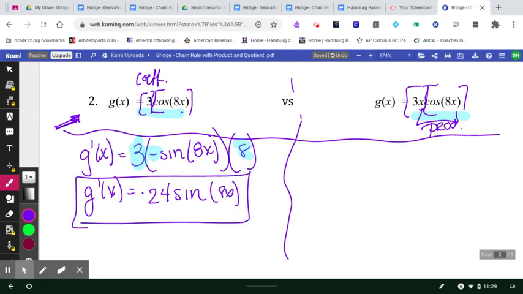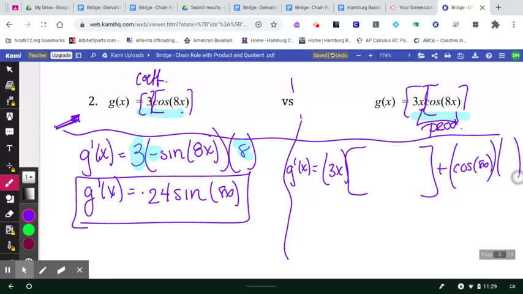Okay. Now over here, I've got to talk myself through product again. And sometimes I just leave blanks like I did on that first example and go back and fill in the derivatives. So I'm going to say it's the first times the derivative of the second, which I'll leave blank, plus the second times the derivative of the first.